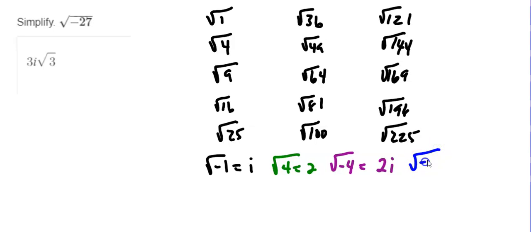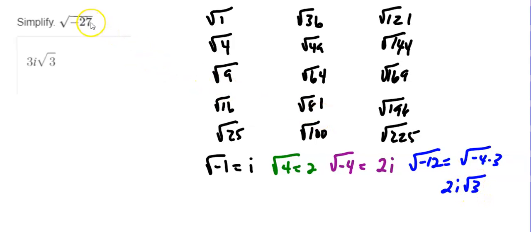If I have the square root of negative 12, we know that that's 4 times 3. So remember, we know that, so we can pull the 2i out and leave the square root of 3. So the i, again, will go behind integers, but in front of the radical sign.